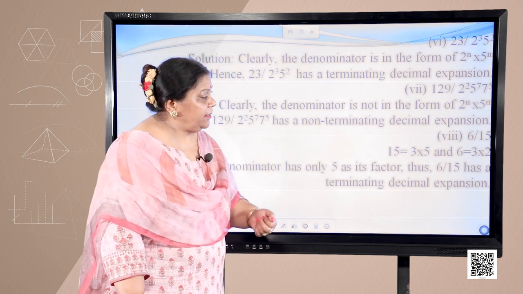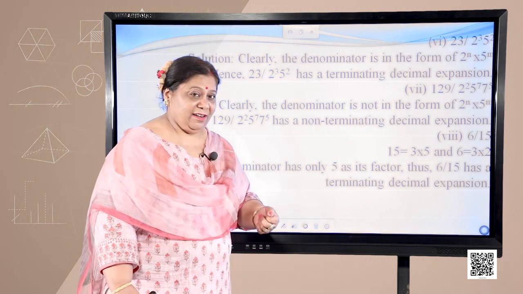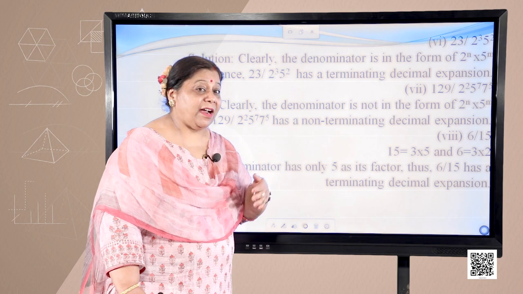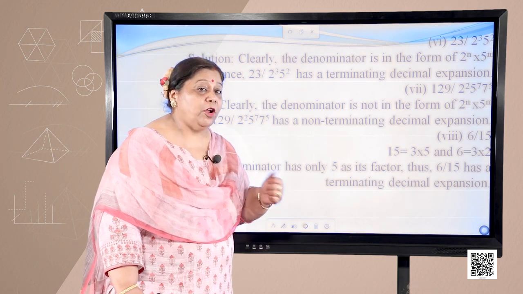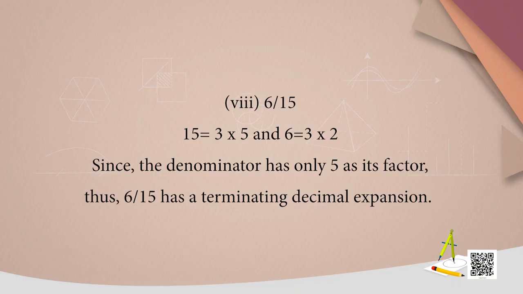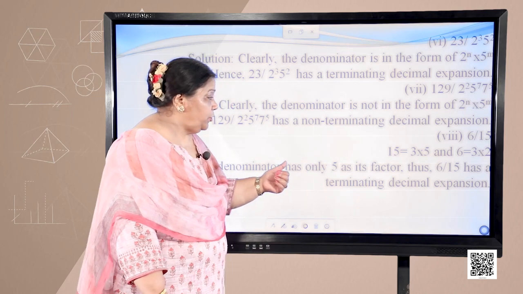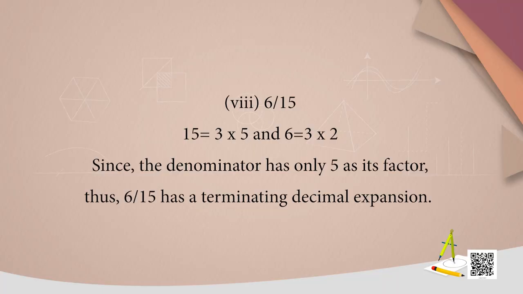Let us see the next part. 6 upon 15. We need to find factors of the numerator also here, because common factors will be cancelled in numerator and denominator. Look, 15 can be written as 3 into 5, whereas 6 can be written as 3 into 2. 3 being a common factor, I can cancel it out. And what do we have in the denominator then? The denominator has only 5 as its factor, thus 6 upon 15 has a terminating decimal expansion.